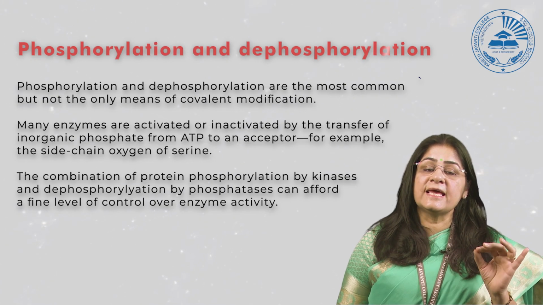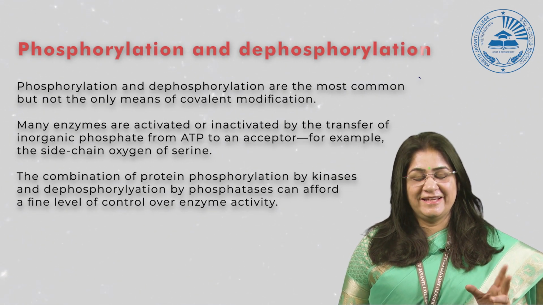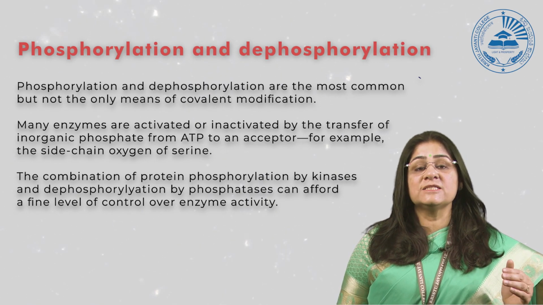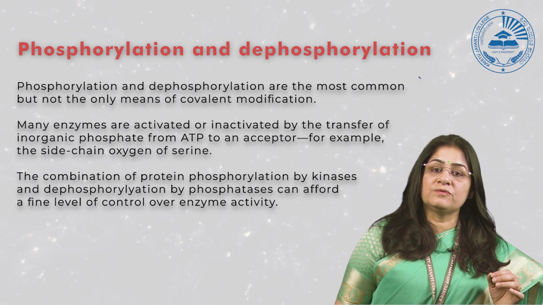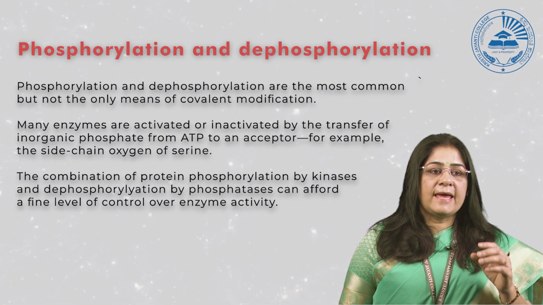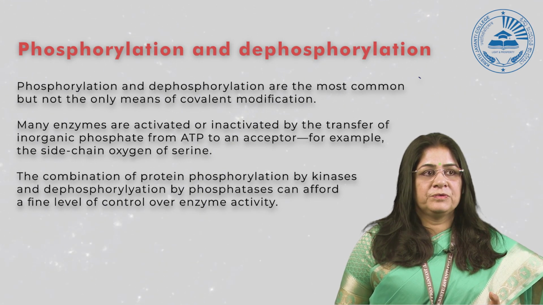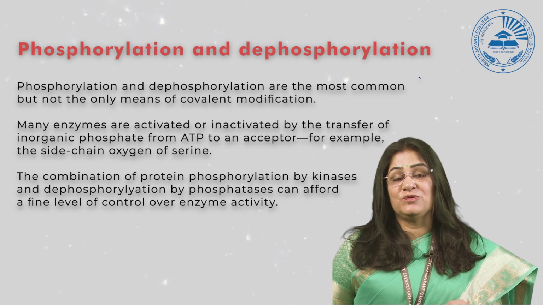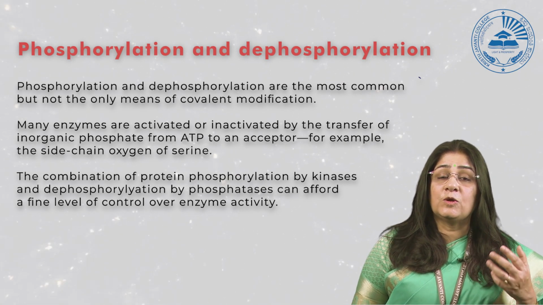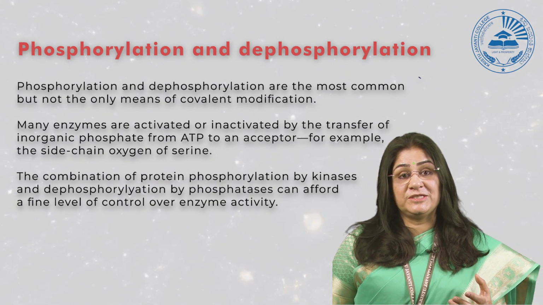So phosphatase and kinase enzymes have opposite actions. Kinase enzyme adds a phosphorus group. Phosphatase enzyme removes the phosphorus group. It can afford a fine level of control over enzyme activity. So kinase and phosphatase regulate covalent modification. If you learn biochemistry, you will understand that there are lots of kinases, enzymes which control many regulatory pathways.